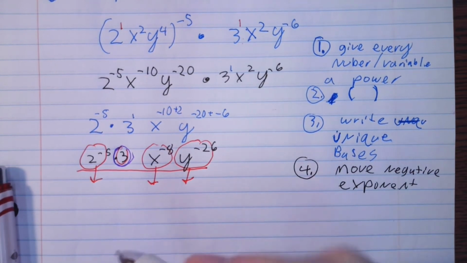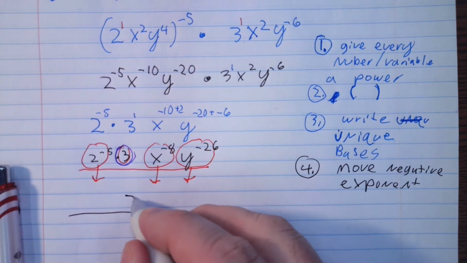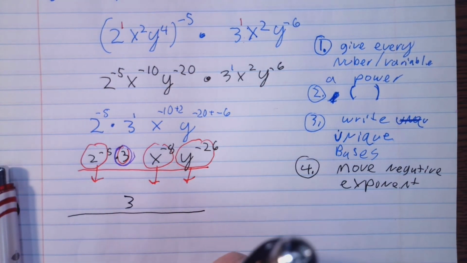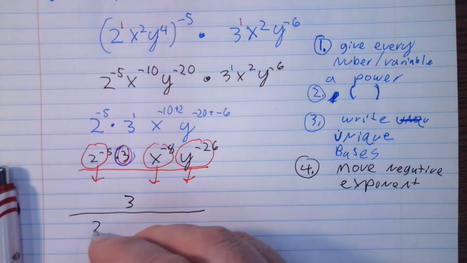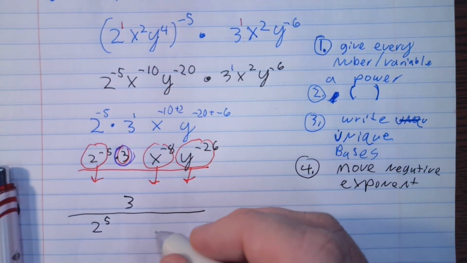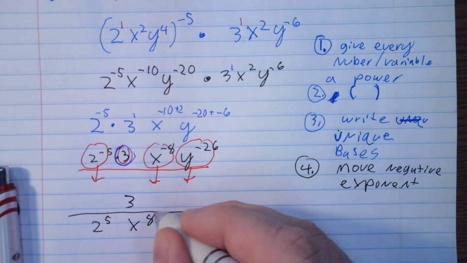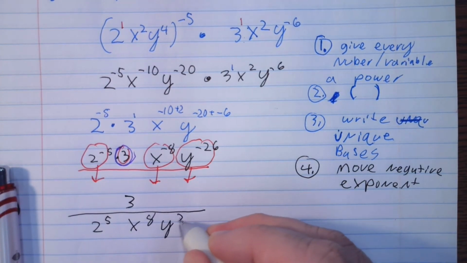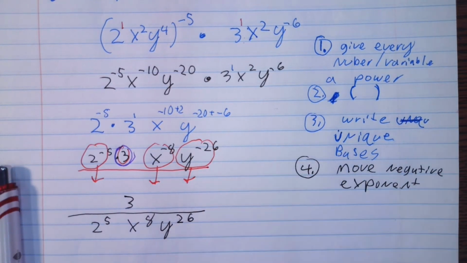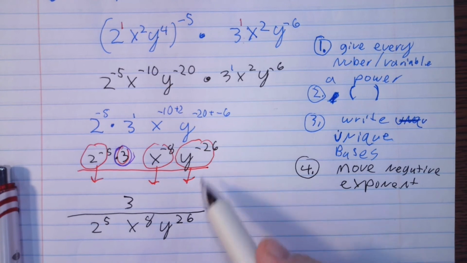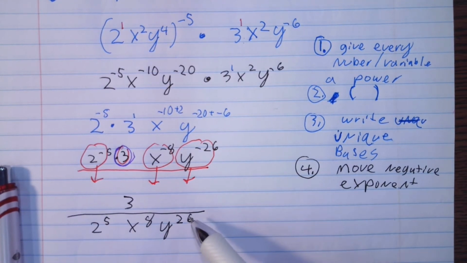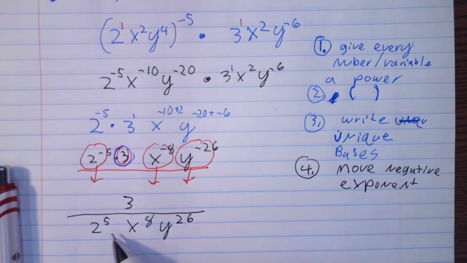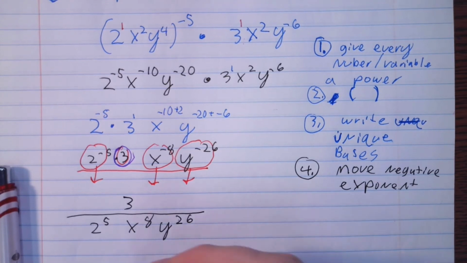So when I write my final answer, I'm going to have 3 on top. Okay, I'm going to have 2 to the 5th power. I'm going to have x to the 8th power and y to the 26th power. Again, the negative goes away when you move it. Because if I left the negative, I just keep moving it back and forth forever, and you'd never get done. So it's probably better if you do 2 to the 5th power, which is what? 64 maybe? It'd be better if you wrote it like this.